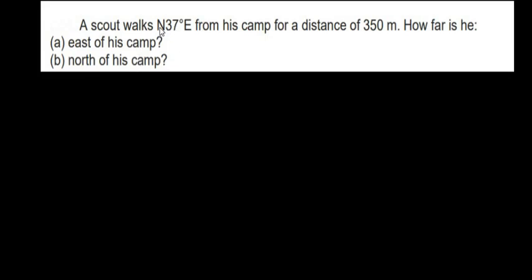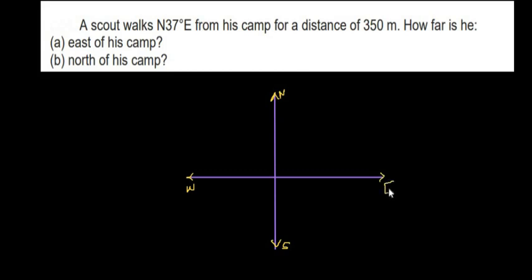Whenever you see wordings like north, south, east and west, always start by marking the directions. So for example, let me show you how we are going to mark. Let us take this as the north, this is the south, this is the west, and this is the east. Start drawing the directions first and let the scout's camp be over here, right at the center, where all the four directions meet.